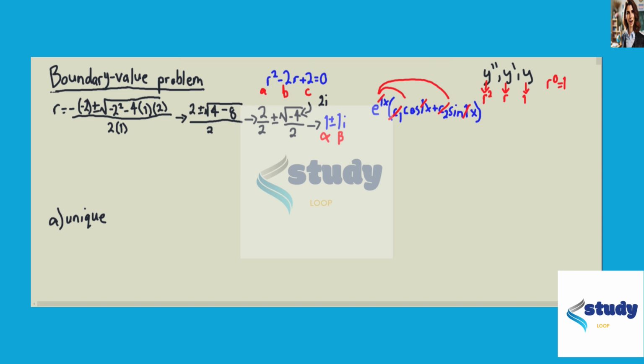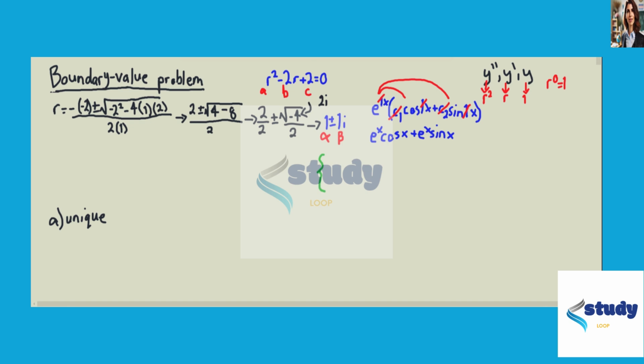So we are going to obtain from this e to the power of x times cosine of x plus e to the power of x times sine of x. Now let's go ahead and create the 2 equations that we will be using to solve a through c based upon our boundaries.